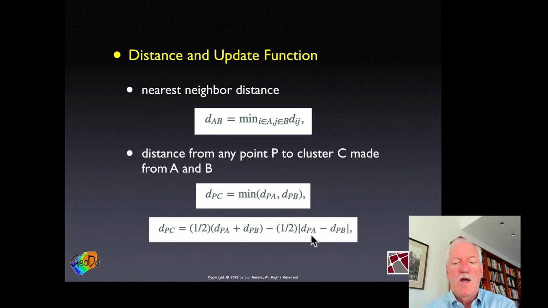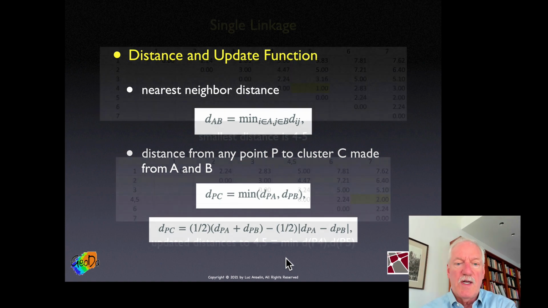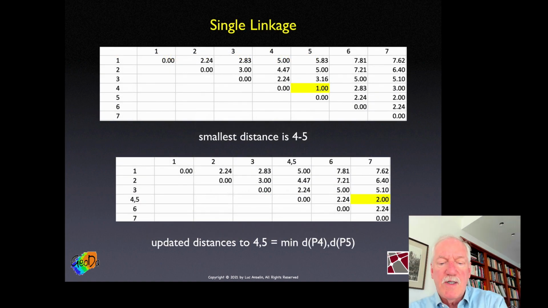So this is a difference without a sign, and it's subtracted from this initial half sum. So this is a very straightforward update function. Let's look at what this means in practice.